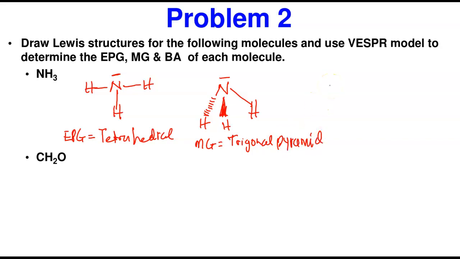And of course, the bond angle, what is it going to be? The bond angle is going to give us 109.5 degrees, and that's what the bond angle is going to be.